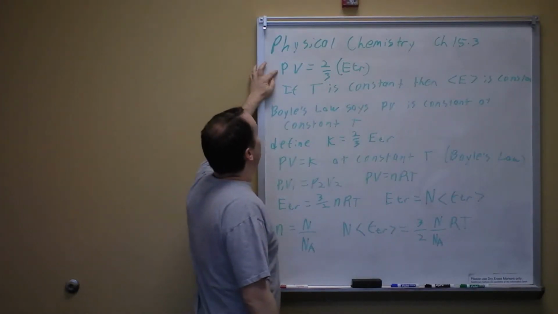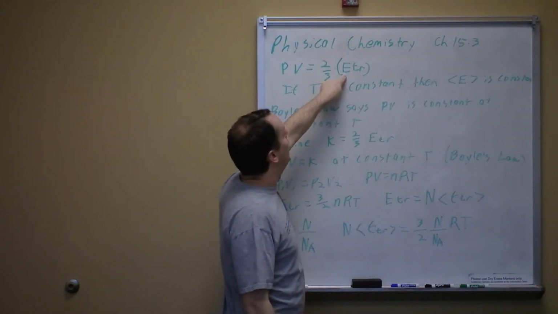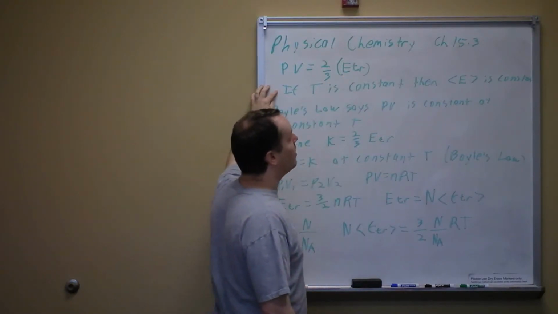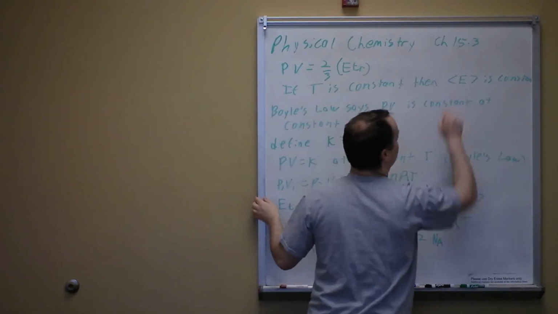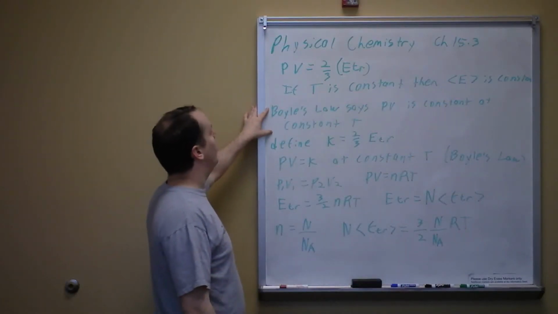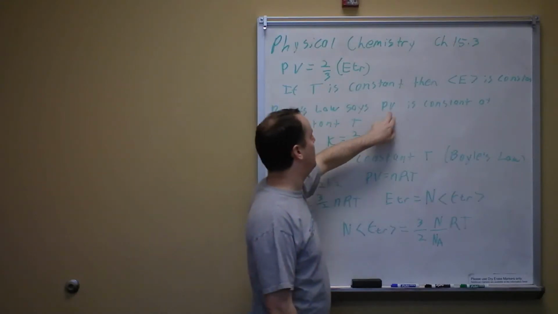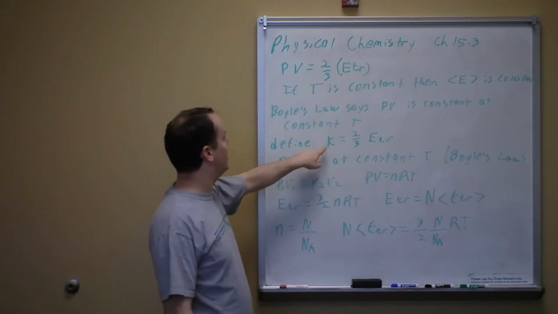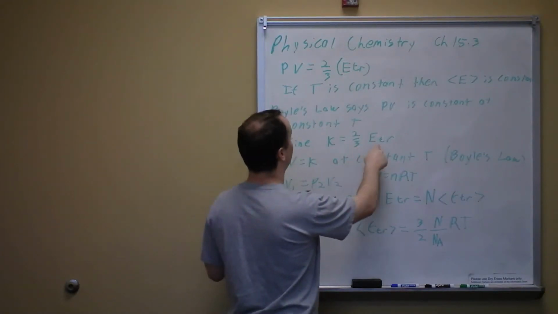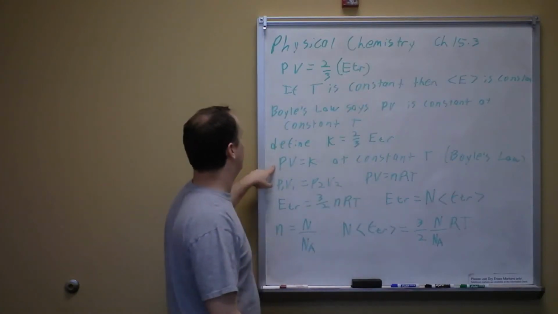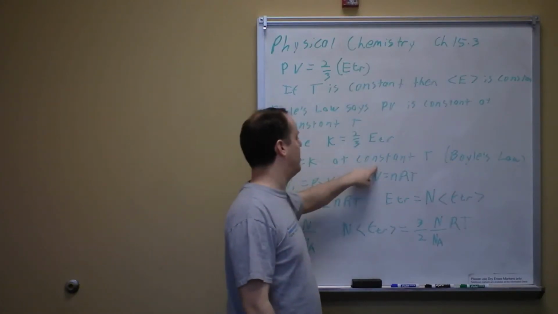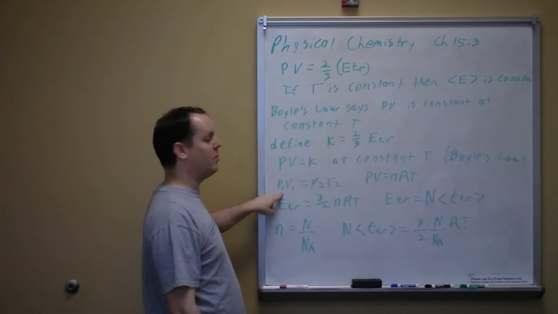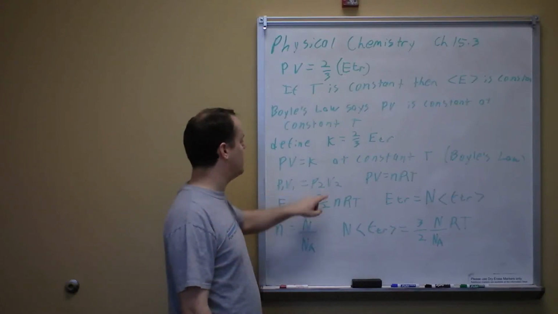So from before, we know PV is equal to 2/3 the total energy of translation. So if temperature is constant, then the total energy of translation is constant. Now Boyle's law says that this product, pressure times volume, is constant at constant temperature. So let's just define a constant K that's equal to 2/3 the energy of translation. So then we can just say PV is equal to K at constant temperature. And this is Boyle's law. So that gives us, for those two systems on the previous slide, P1V1 is equal to P2V2.